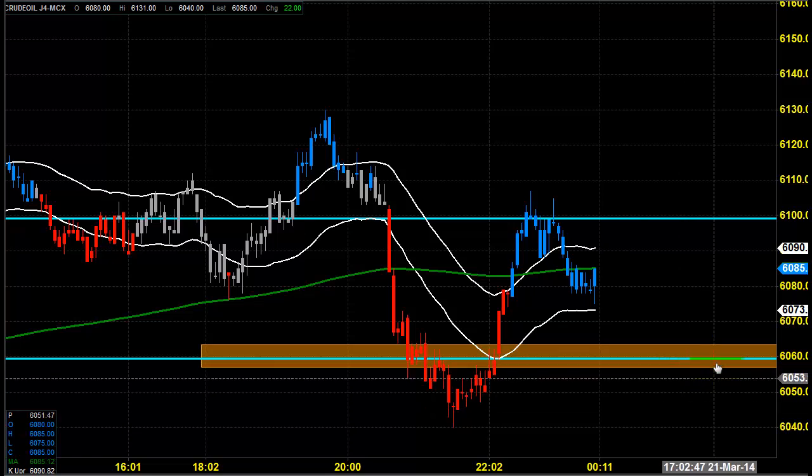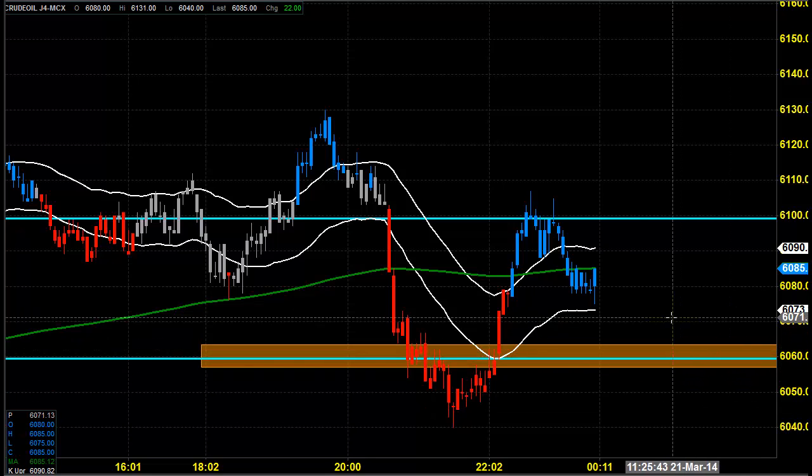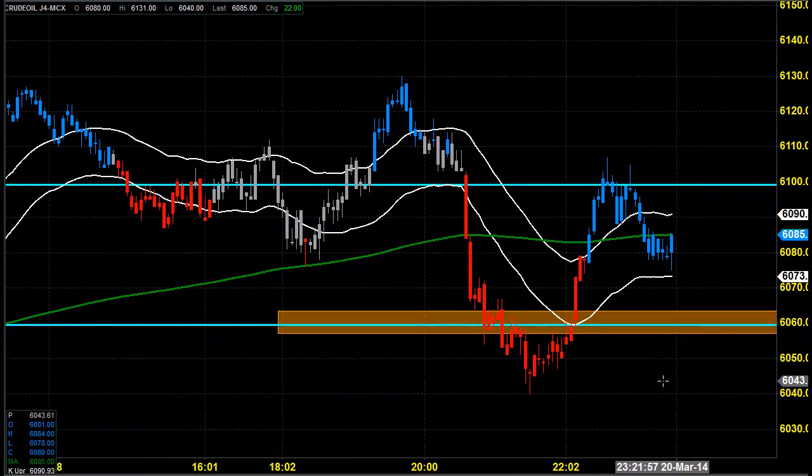Put a lot of focus on the 6060 zone. Surely we can make this contract a very profitable contract. Stay focused. Soon the market will get its direction. So let us see what's going to happen during the trading session.